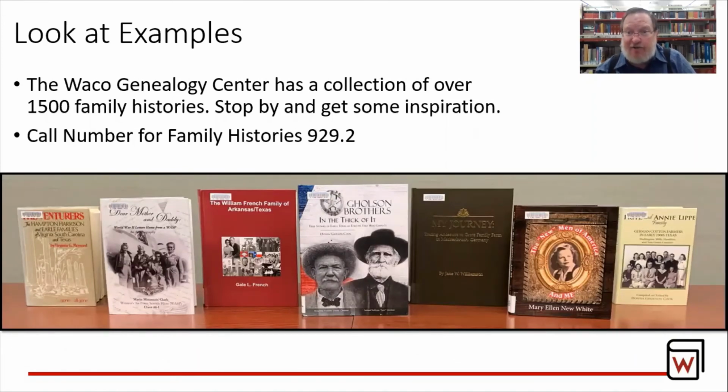Out of 32,000 books in our collection, 1,500 is a large percentage, a nice percentage. So take a look. Come in with the goal in mind to look at other people's family histories and see what they've done, and see if there's something that sparks an interest for you. The call number for family histories is a standard 929.2. You'll find that in other collections besides ours.